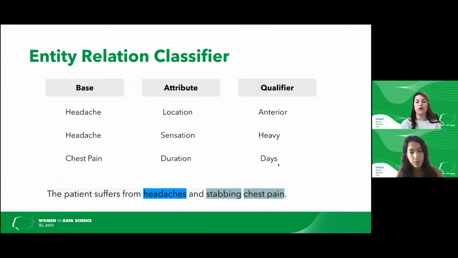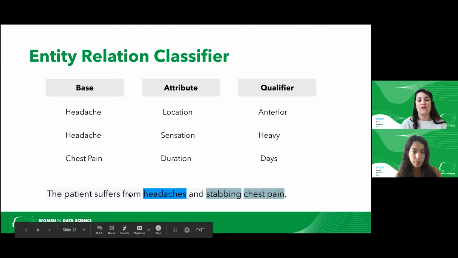As I mentioned before, we would like to find the attributes that describe the symptoms of our patient. So if the patient has headache or chest pain, we would like to find the attributes, which can be the location, the duration, and the value of this attribute: where is the location, and how much time the patient suffers from this symptom. If we have this sentence, for example, the patient suffers from headache and stabbing chest pain, we would like to find out that stabbing is related to chest pain and not to headache.